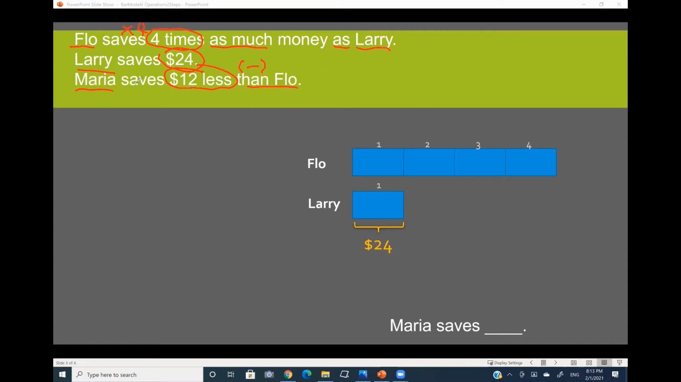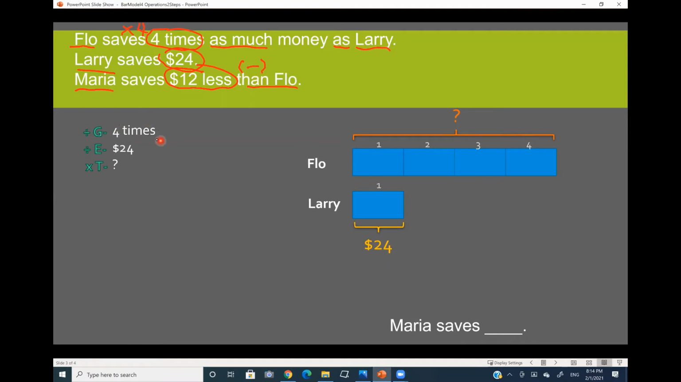If Maria has 12 less than Flo, first I need to know how much money Flo has. So for that, I have to find out how much money Flo has. So I'm looking for the whole, and this time the whole is how much money Flo has. Now let's do a little bit of math. Do we have the number of groups? Yes, we do. We have 4 groups. So we have 4 times.